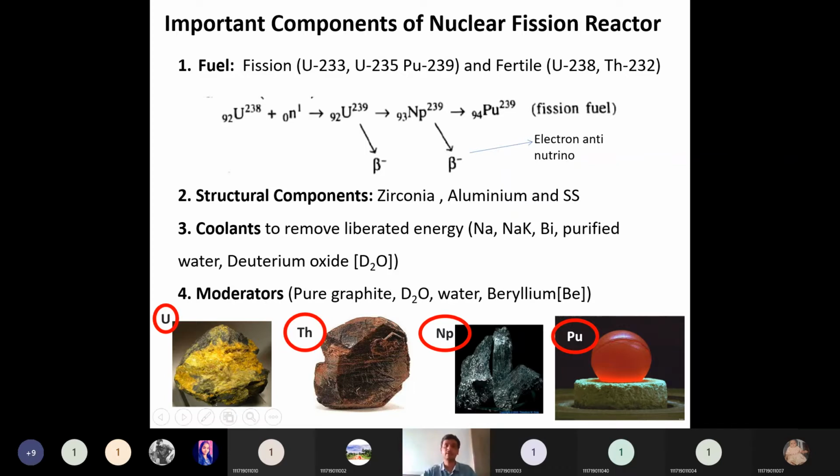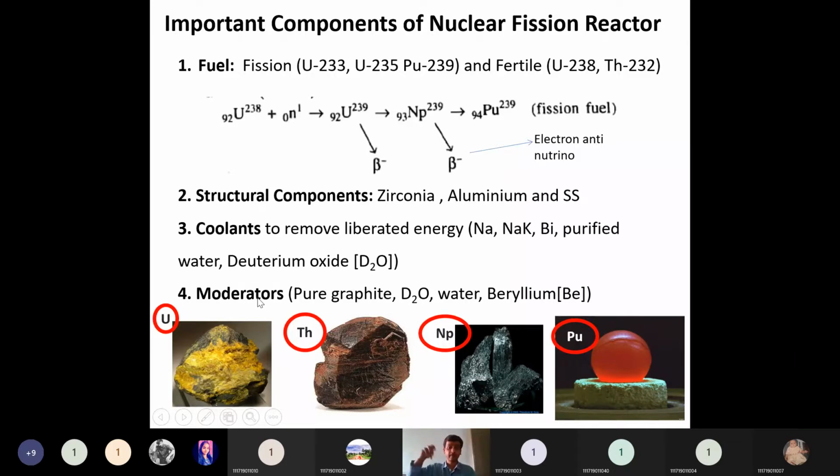Due to this fact, we have to cool the reactor. We have to supply some coolants to the reactor, so like a jacketed reactor. The coolants such as sodium metal, sodium potassium alloy, bismuth, purified water, or heavy water, D2O, which is deuterium oxide, can be used as a coolant.